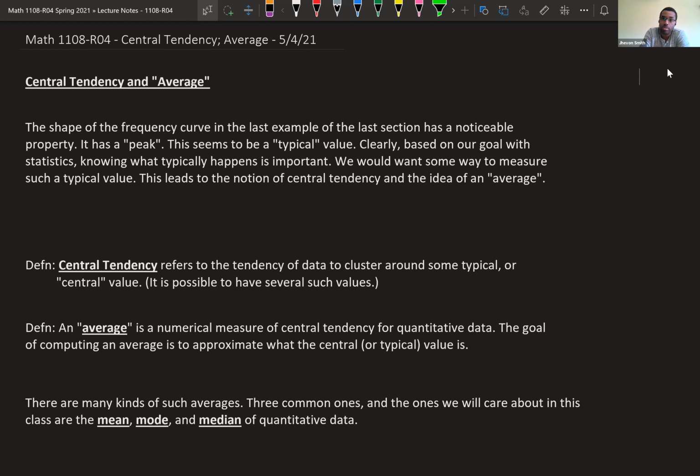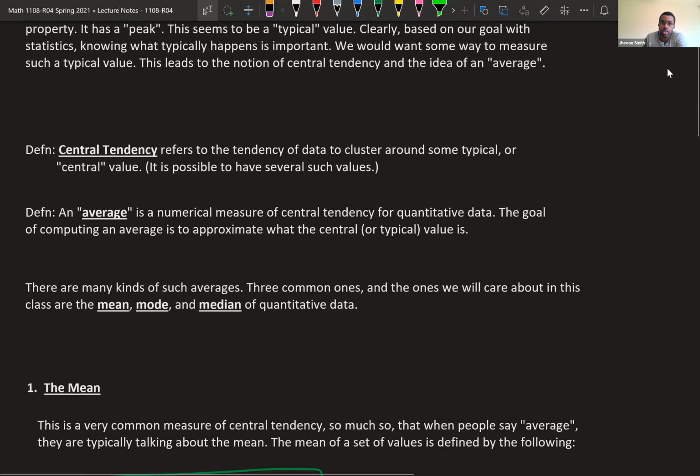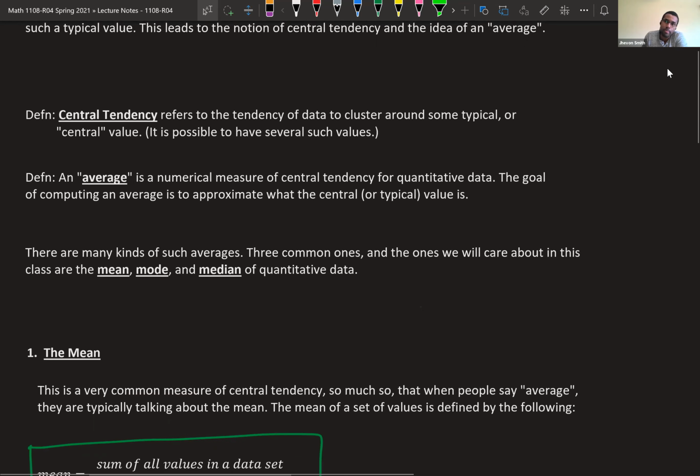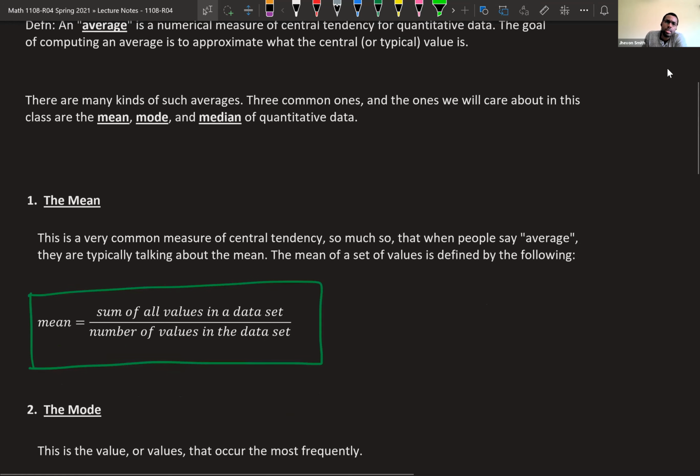It's called the central value. And this property that data has in clumping around certain values is called central tendency. And we came up with a measure called an average to approximate what this value is that our data points clump around. So that is what an average is. And there were several types we saw. There was the mean, mode, median. There are more, but these are the three important ones. So the mean is just the sum of all the values in a data set divided by the number of values in the data set.